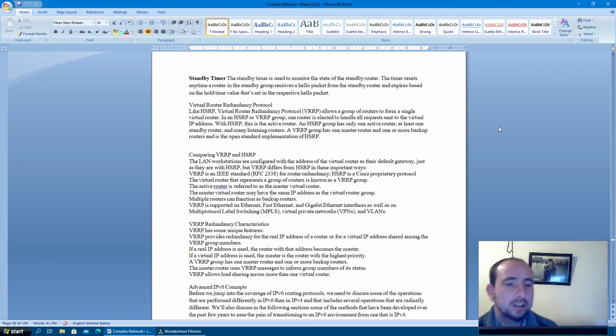Standby timer. The standby timer is used to monitor the state of the standby router. The timer resets anytime a router in the standby group receives a hello packet from the standby router and expires based on the hold time value that's set in the respective hello packet.